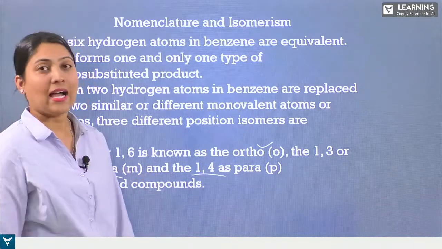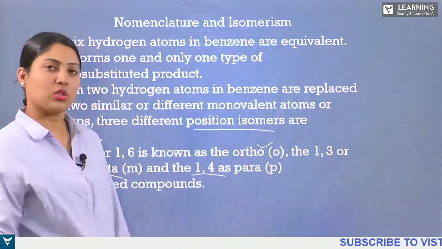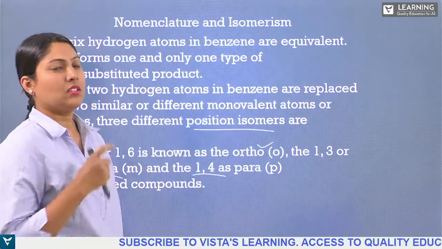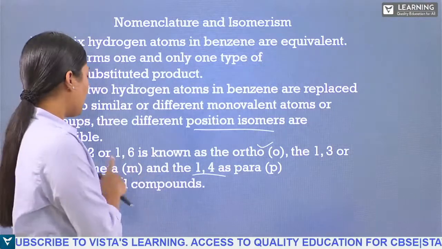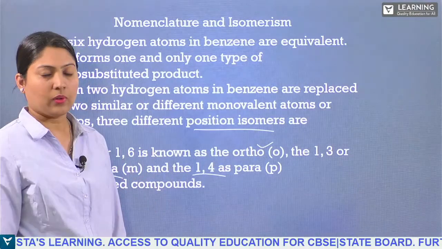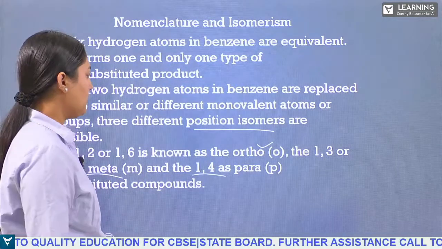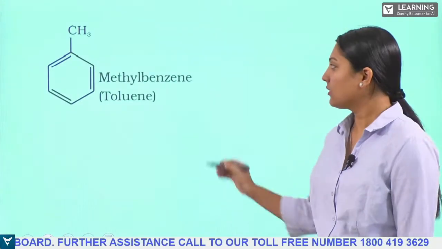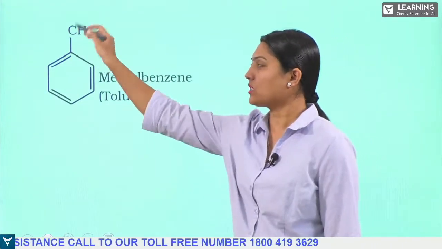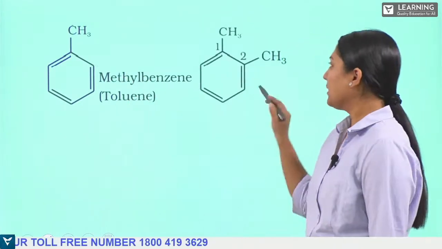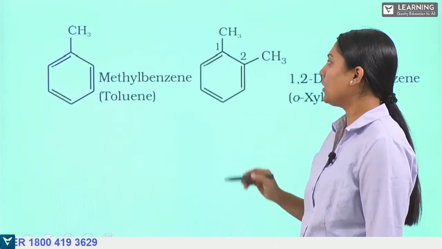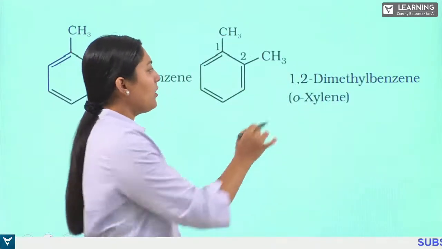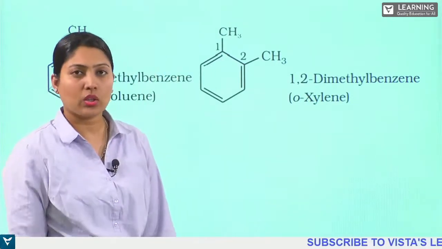So these are the isomers. What isomers? Position isomers for the substituents. Either they can take the position of 1, 3 or 1, 2 or 1, 4. So we'll get ortho, meta and para isomers. You can see we have toluene here, methyl benzene. One hydrogen is removed and we have methyl benzene. The next one, 1, 2. So what do we call it? 1, 2 dimethyl benzene, or we can simply call it orthoxylene.